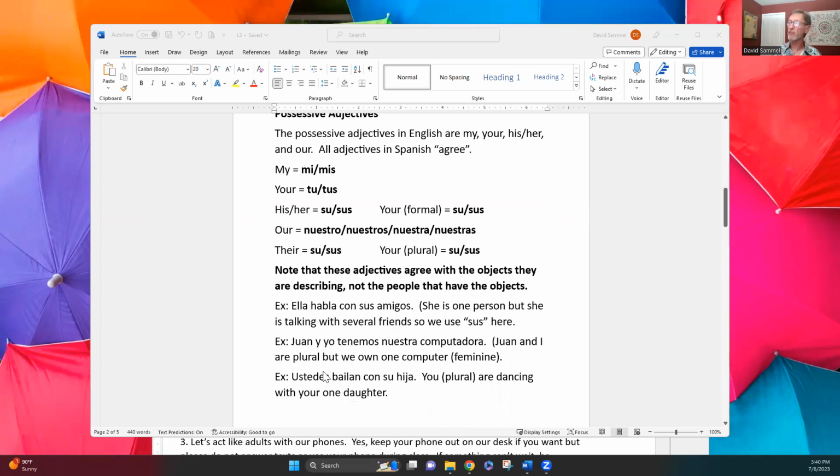Here's another example. Juan y yo. Now, I, as a guy, am saying that's two men talking. Juan y yo, tenemos, but we only have one computer. Maybe we share a computer, right? So we say nuestra computadora. So Juan and I are plural, but we own one computer, and that computer is feminine. So nuestro here becomes nuestra to agree with computadora.